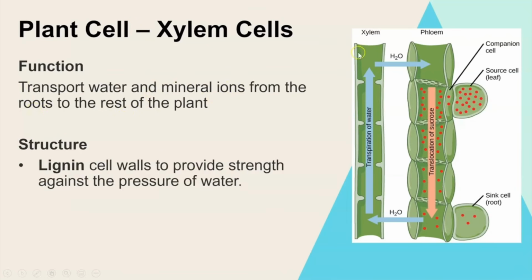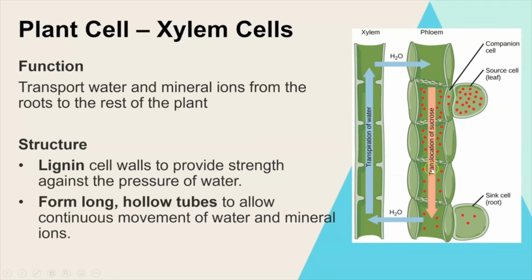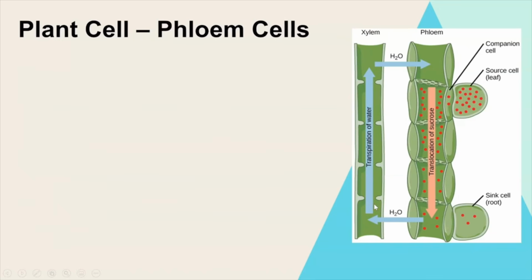It has lignin in the cell walls, which makes it really strong so that it doesn't fall down or break under the high pressure of water moving through it. We can see as well that it forms this hollow tube, a bit like a hose pipe, so that water can move through it really easily. So the inside of those xylem cells is actually dead, and that's why it's empty.